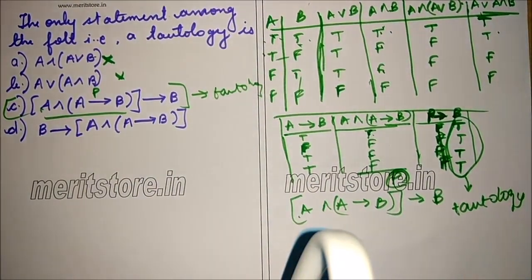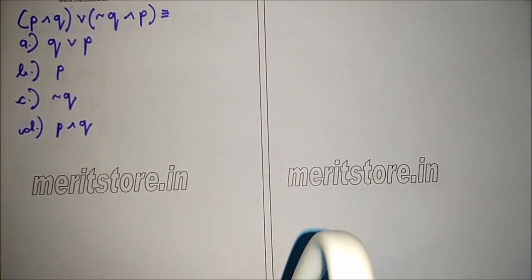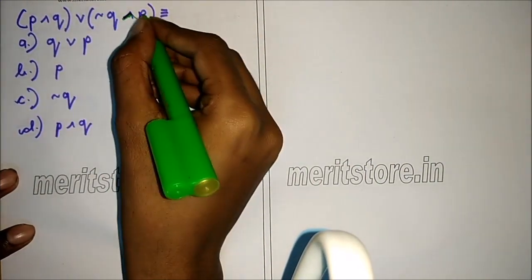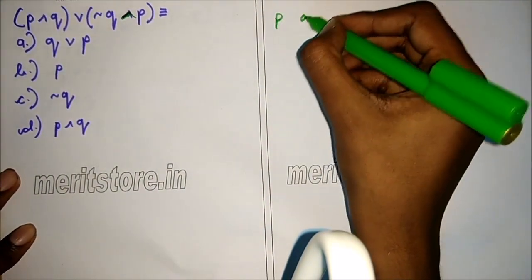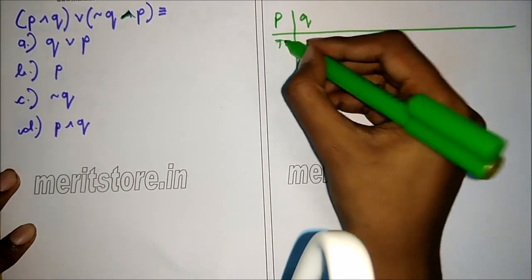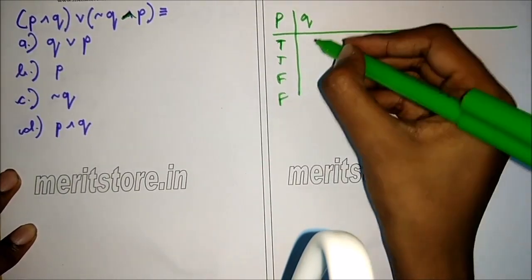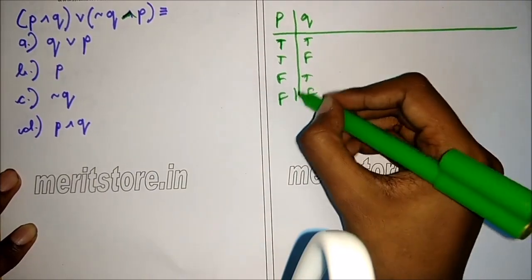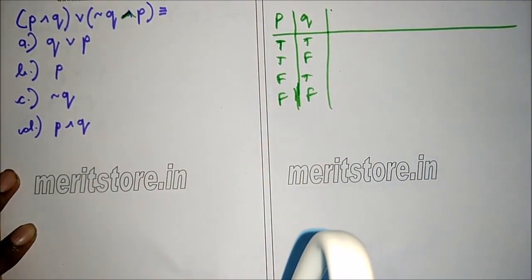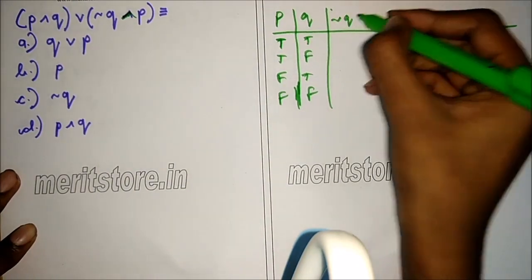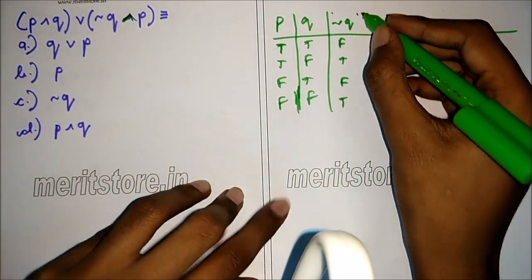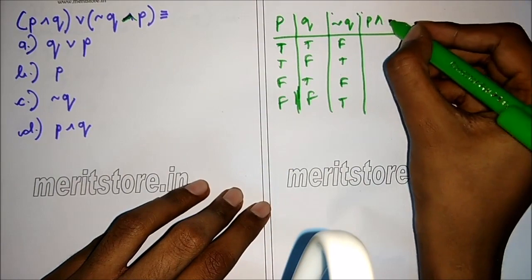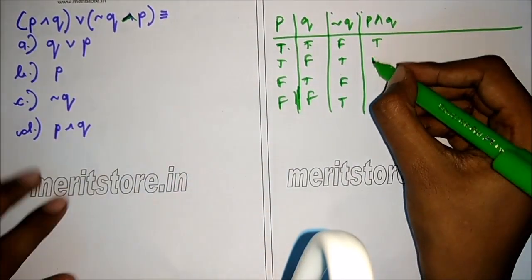which is our answer. The statement is P and Q or negation P and negation Q or P is negation Q and P, equivalent to what? So let's draw the truth table. P, Q: P can be TTFF, Q is TFTF. So negation Q will be FTFT. So P and Q, TT is T, else it is false.